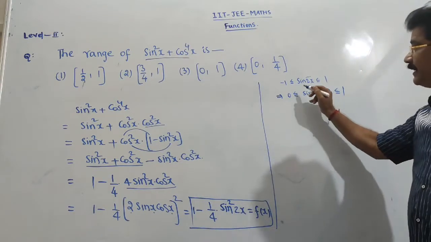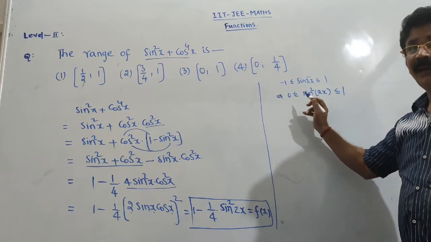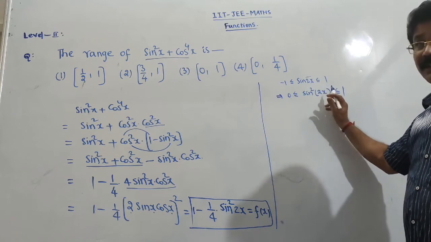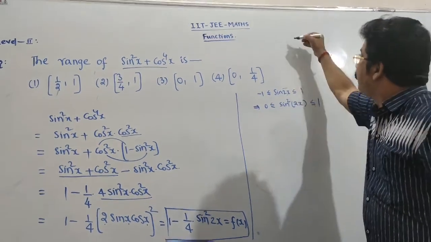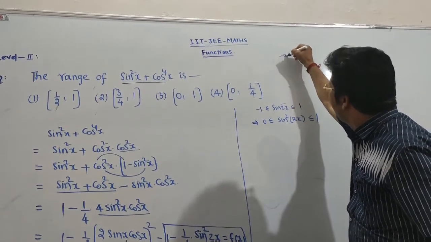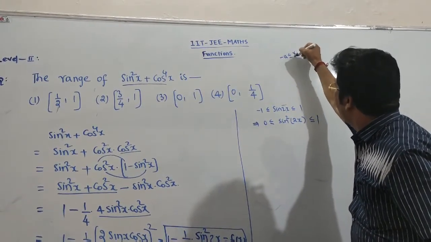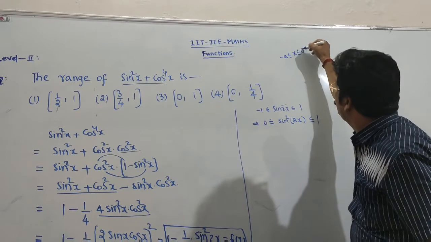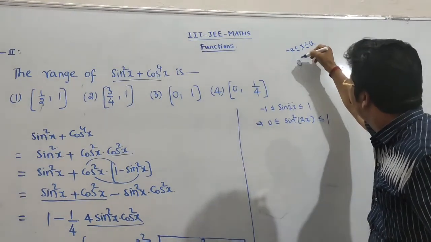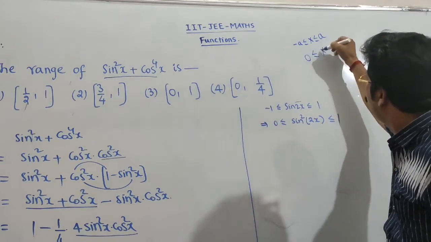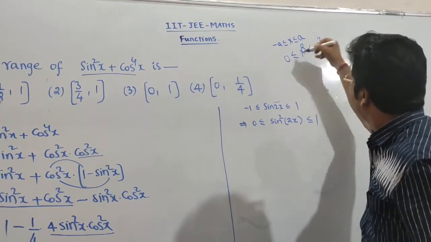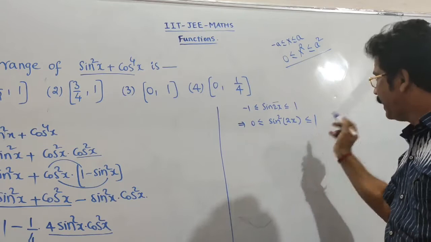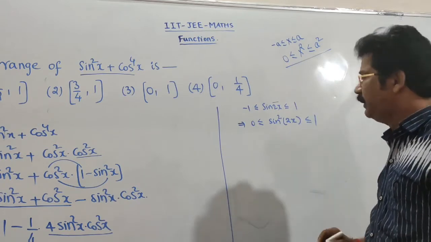It is not taking square throughout the inequation. It is not in the same sense. Just whenever minus a is less than or equal to x less than or equal to plus a, then 0 is less than or equal to x square less than or equal to a square. In the same sense, I wrote like that. Here a is equal to 1.